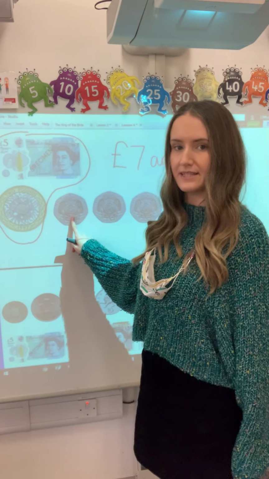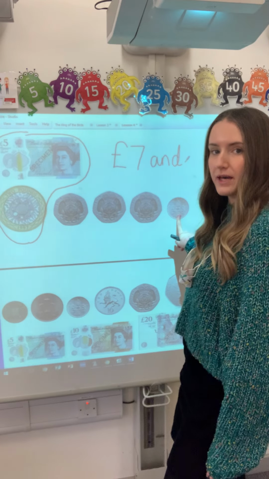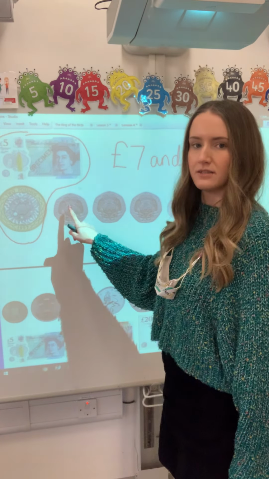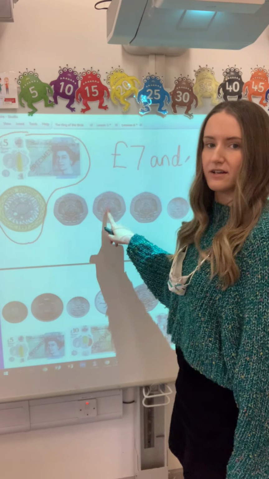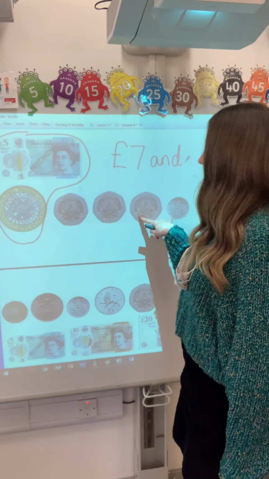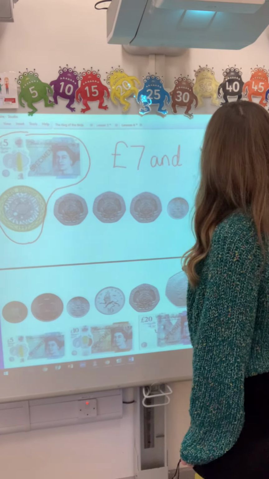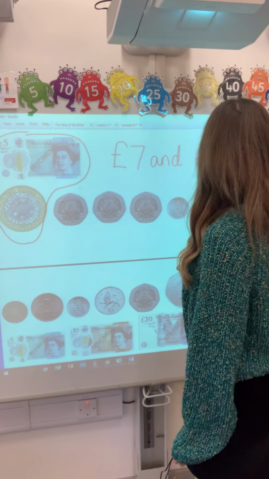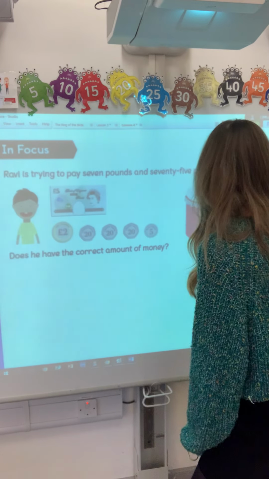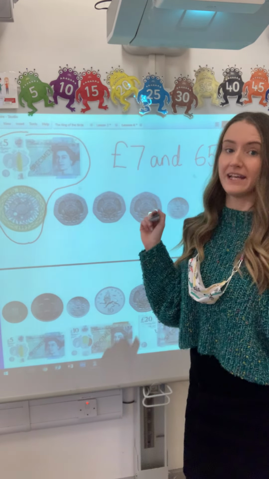So we've got a 20p, a 20p, a 20p, and a 5p. Okay, so let's count all in our tens. 10, 20, 30, 40, 50, 60. That's right, this isn't a 10p, so we'll go 60, 65p. So let's go back to Ravi. The jam was £7.75. Has he got enough money? He's got £7.65. He hasn't, has he?